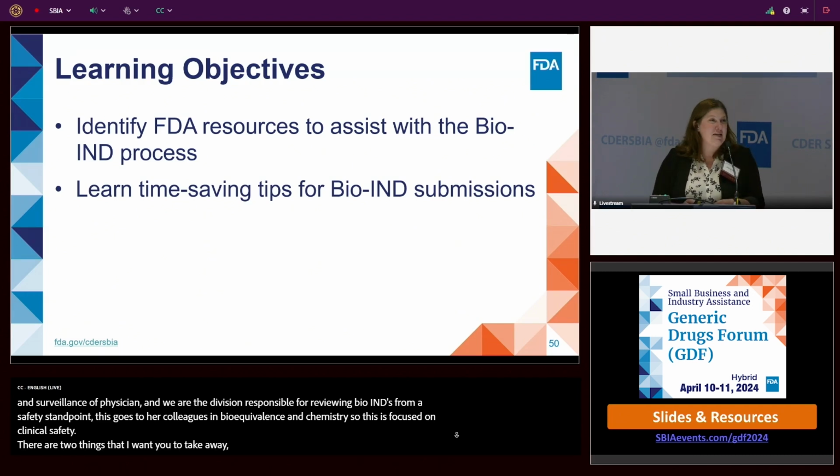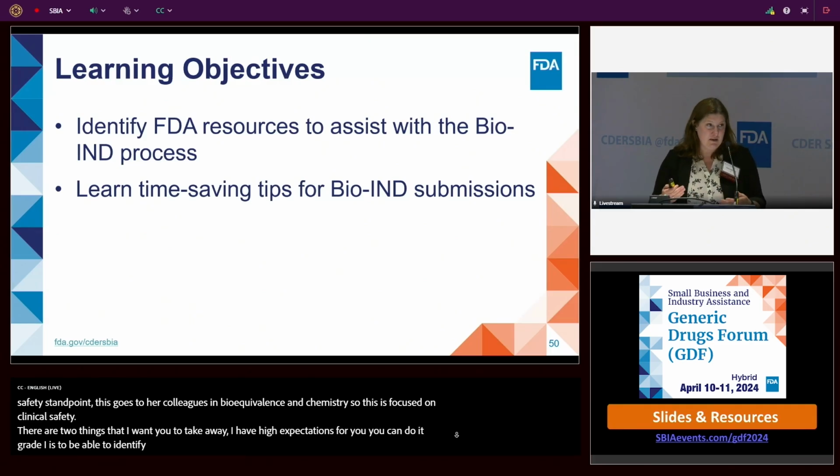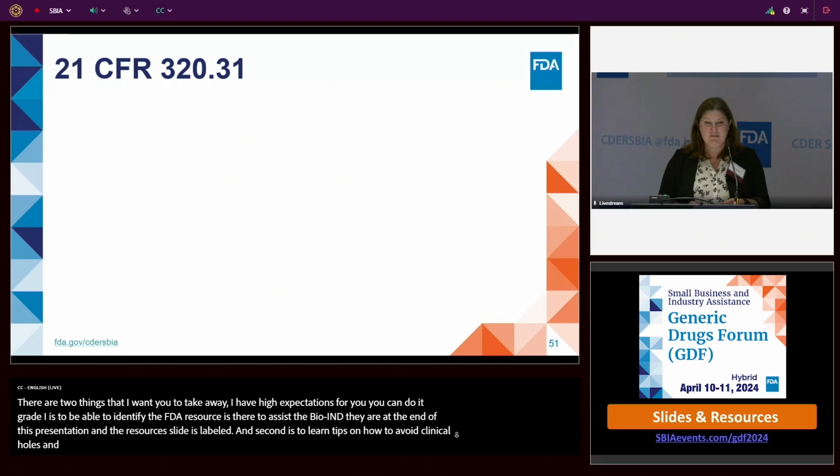One is to be able to identify the FDA resources that are there to assist the Bio-IND process. Hint, they're at the end of this presentation in the resources slide. It's labeled. And second is to learn some tips on how to avoid clinical holds and save time and back and forth on these Bio-IND submissions.